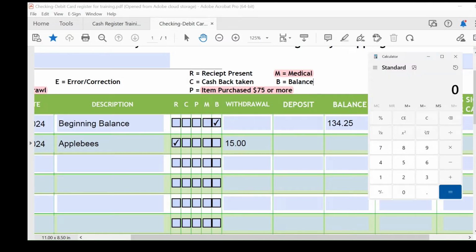So get out your calculator. So we've got 134.25 minus, a withdrawal is a minus, 15. So the new total, the new balance, is 119.25.